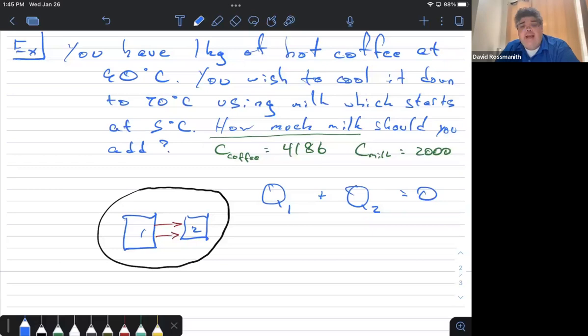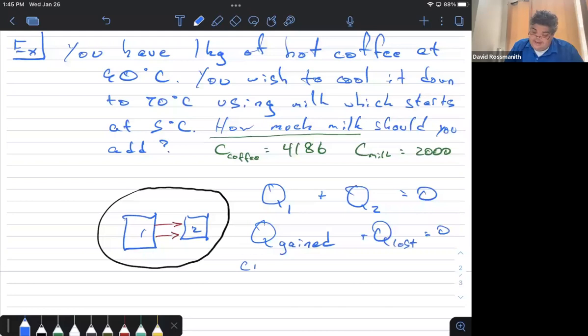So if this is what we're going to say, another way of saying it is the amount of Q, the amount of heat gained, plus the amount of heat lost is equal to 0. That means the same thing. 1 gained energy, 1 lost energy. Then all we have to do is replace Q. We don't know what Q is. I have no idea how much energy is going to be lost. But what I do know is whatever that Q number is, it's the same as Cm delta T for number 1 plus Cm delta T for number 2.